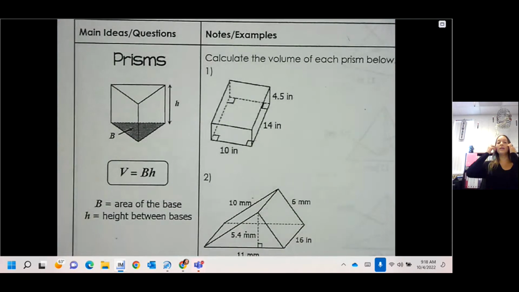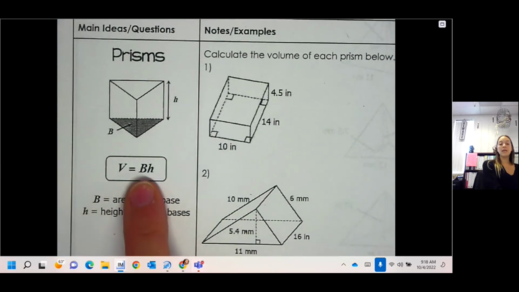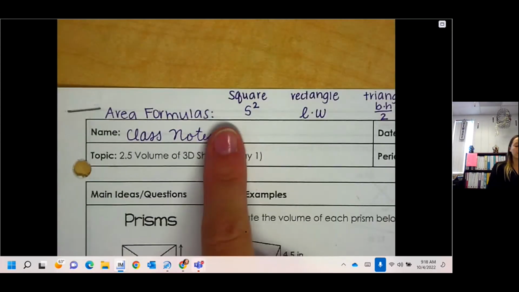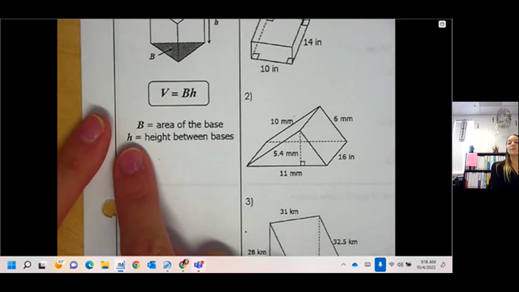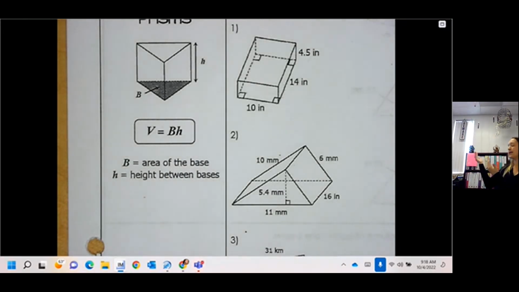And remember, a prism is a shape that has two bases that are parallel to each other. Could be top and bottom. Our volume formula for a prism looks like this. It's a capital B times H. The capital B stands for the area of the base. So whatever that base shape is, we're going to find the area first, which is why we wrote our area formulas at the top. And then we're going to multiply that times the height between the two bases. So the height is whichever side length connects your two bases together.